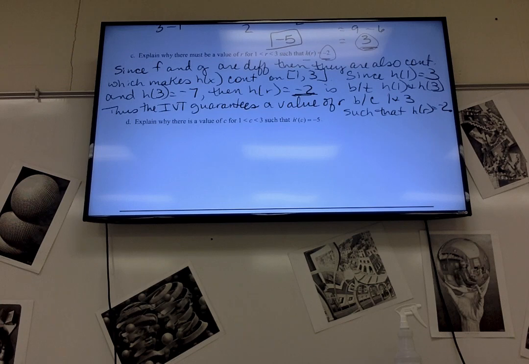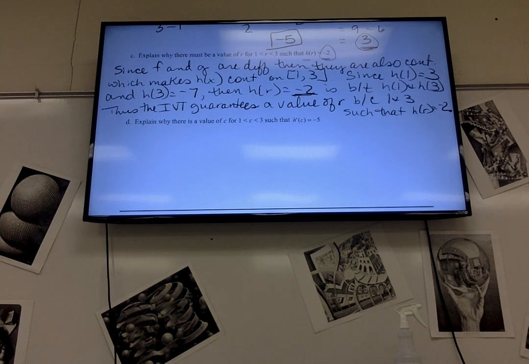All right, D. Explain why there's a value for C in 1 to 3 such that h prime of C equals -5. Rolle's would be h prime of C equals 0. EVT. Why don't you mean MVT? Okay, EVT has nothing to do with derivatives, really. I mean, a little bit, but EVT is more about absolute extrema. It's the extreme value theorem.